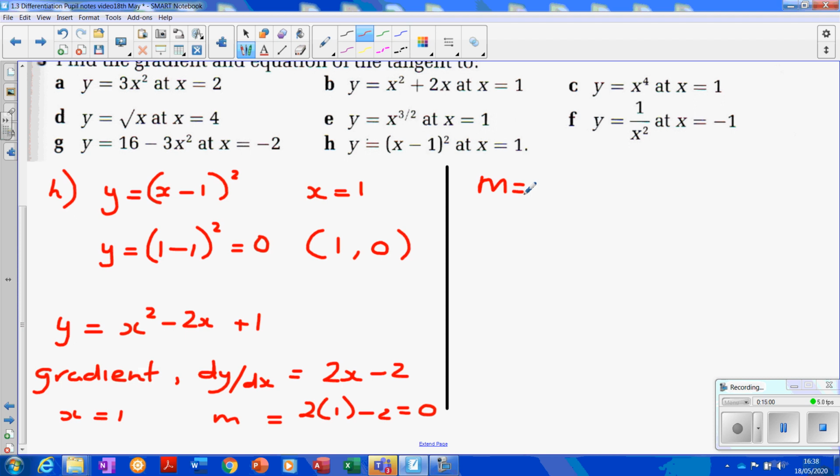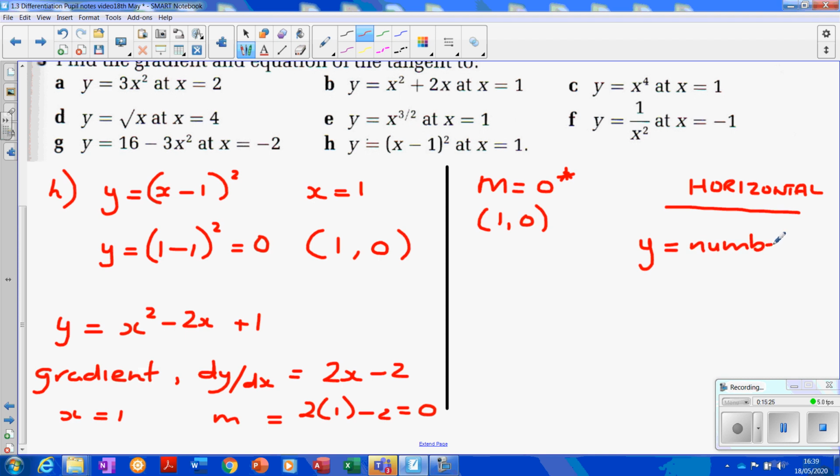Right, gather our information together, so gradient is equal to 0, and it passes through the point 1, 0. Right, big alert here. When a gradient is 0, you have got a horizontal line. Now, think back to chapter 1. What was the equation of a horizontal line? It started off with y is equal to a number. If you've got one point on the line, what's the y coordinate? The y coordinate is 0, so it's y is equal to 0. That's the equation of the tangent to the curve at that point. Okay, so that last one was a wee bit tricky, so watch out for them.